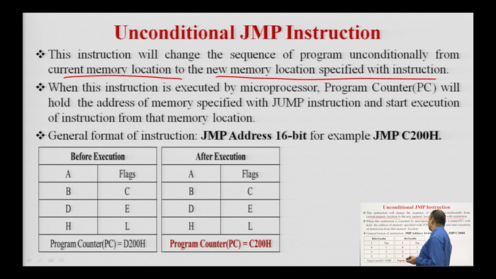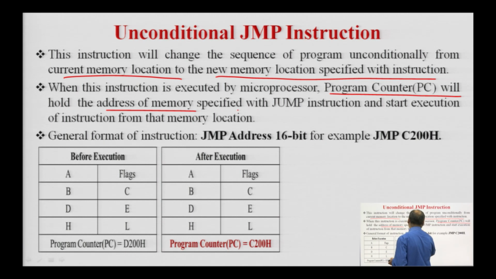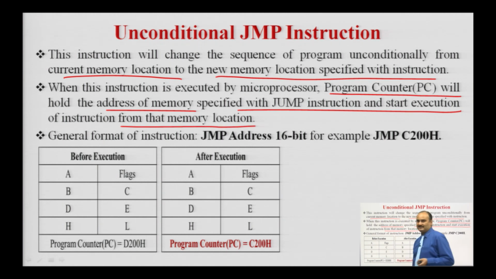Remember that whenever the microprocessor executes this instruction, the program counter PC will hold the new address of memory which is specified with the jump instruction, and it will start execution from that memory location. This is a very important point to remember. Whenever the microprocessor executes an unconditional or conditional jump instruction, the program counter will load the address of the memory location specified with the instruction, and accordingly it will start execution of the program from that memory location.